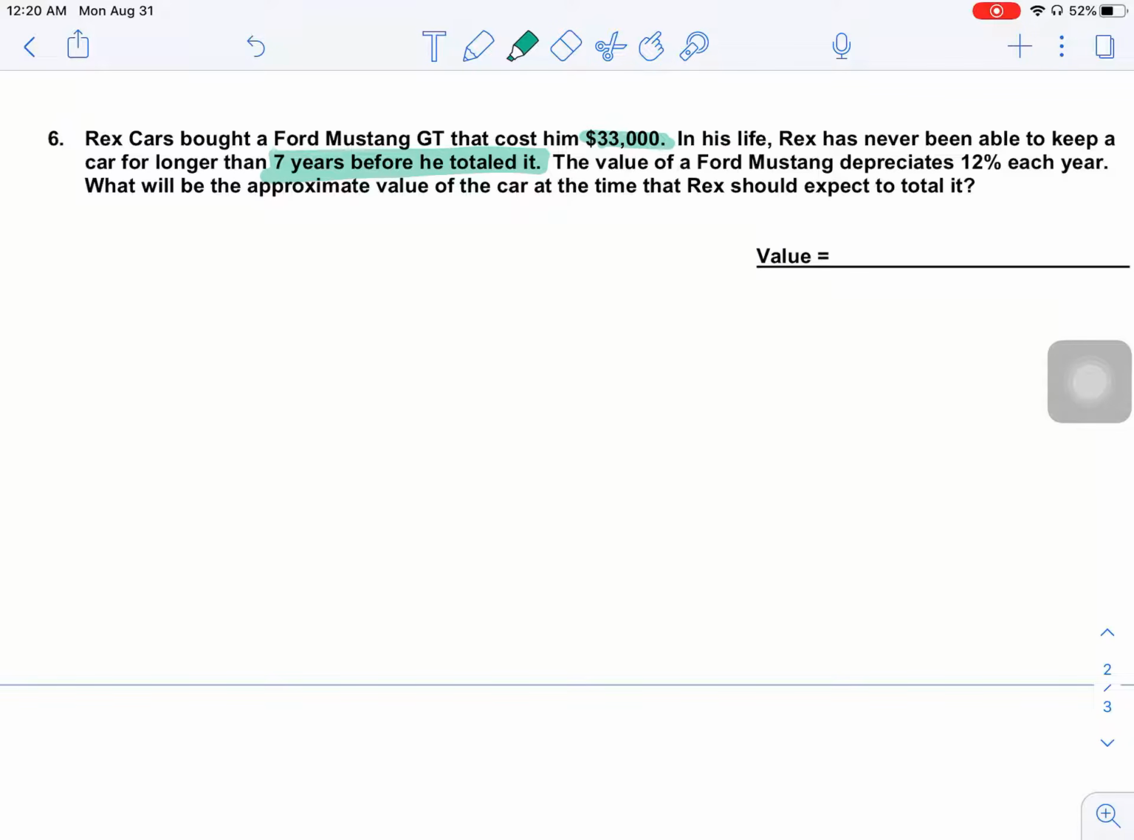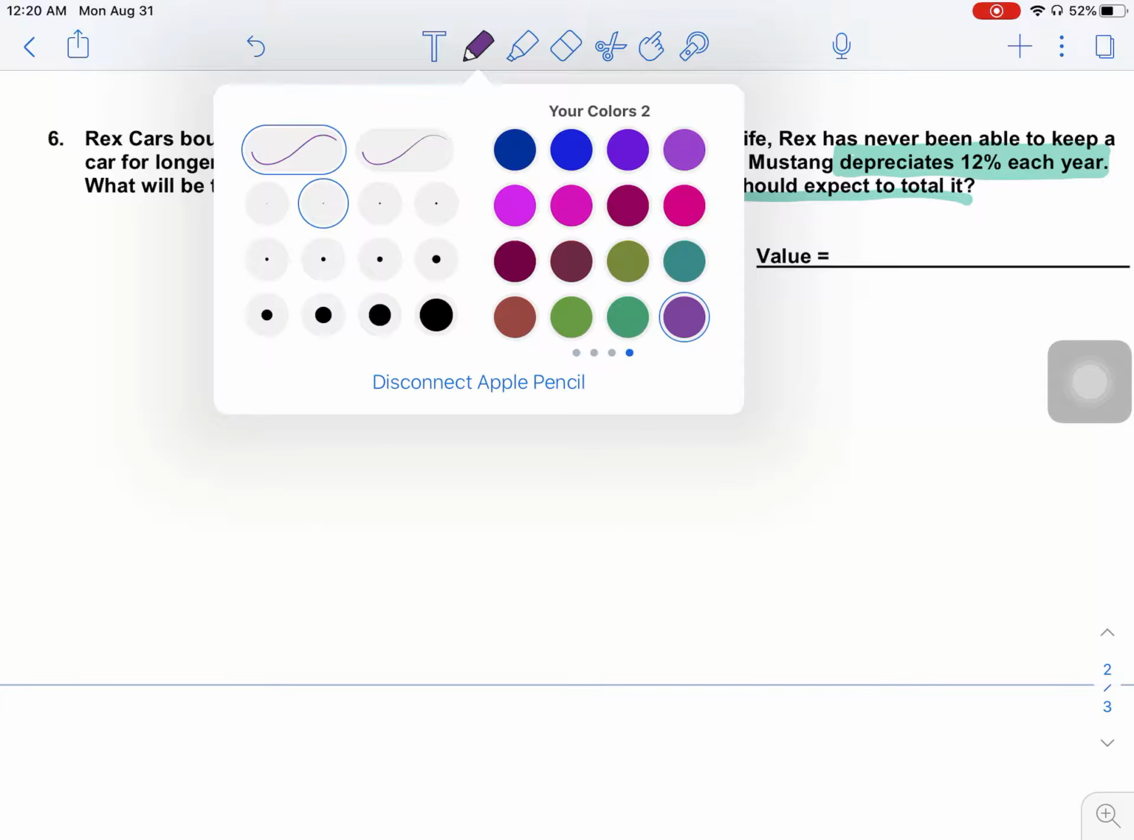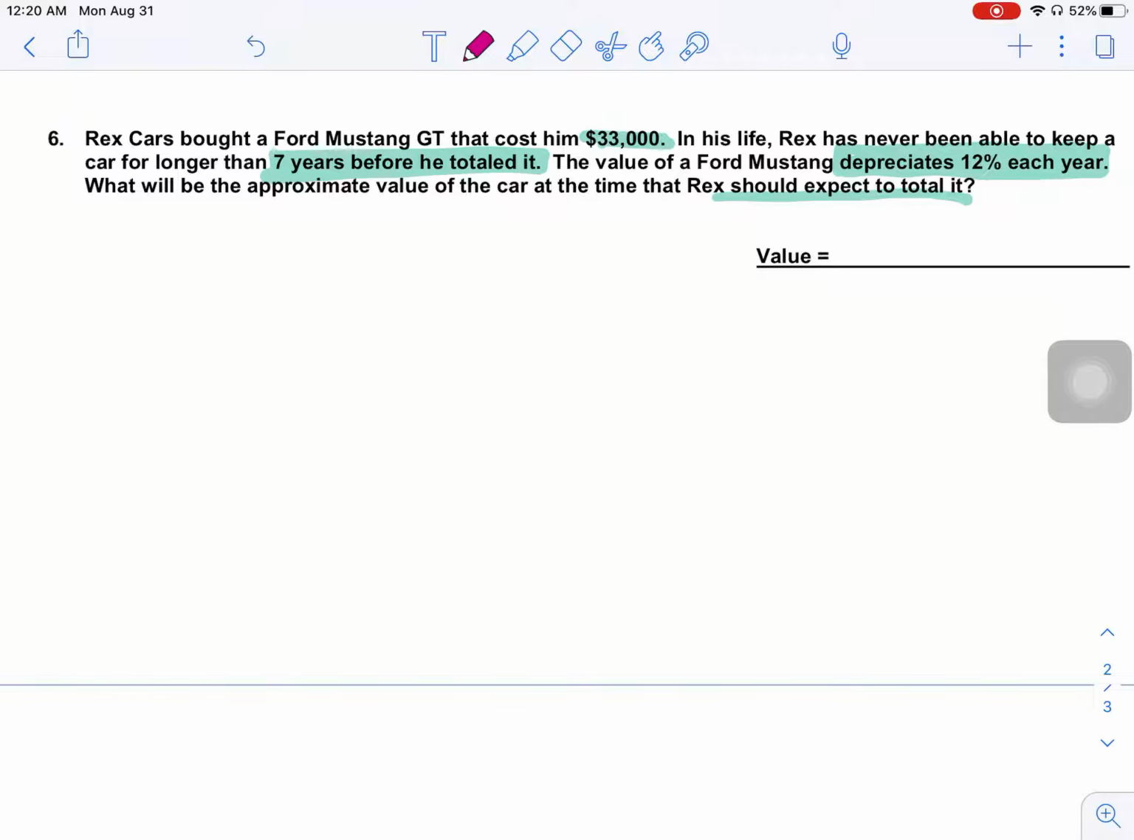The value of the Ford Mustang depreciates 12% each year. What will be the approximate value of the car at the time that Rex should expect to total it? Well, Rex needs to learn how to drive a little bit better, but that's a different story. All right, Rex bought a car, $33,000. So U sub 1 is equal to $33,000. He knows he's only going to have each car for 7 years, so N is equal to 7.